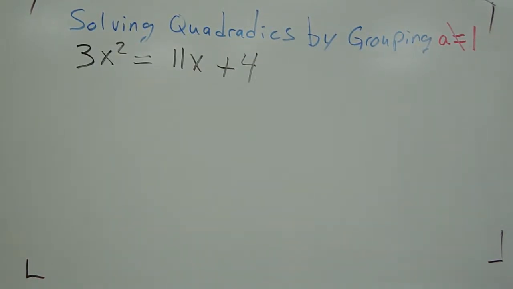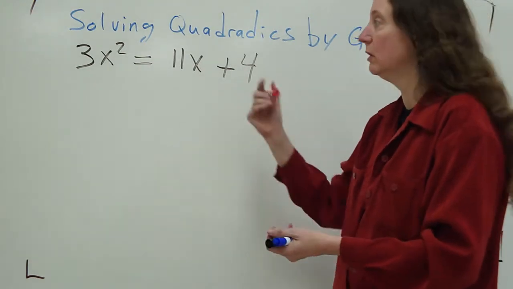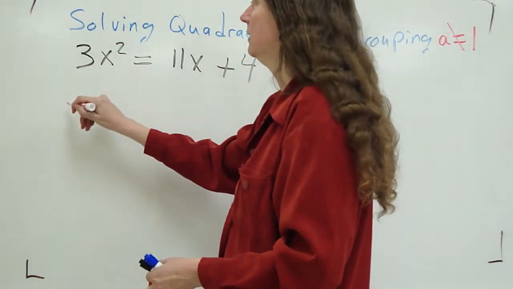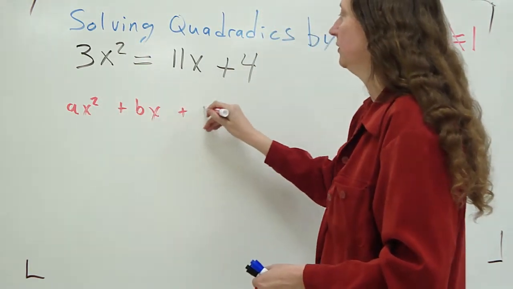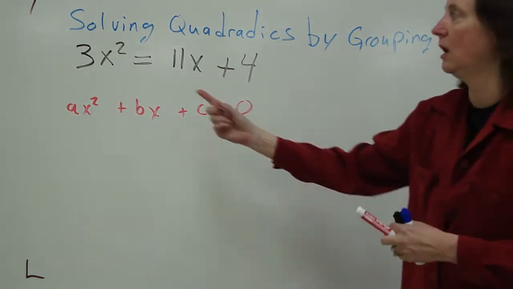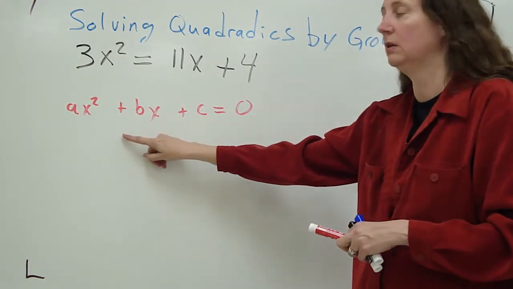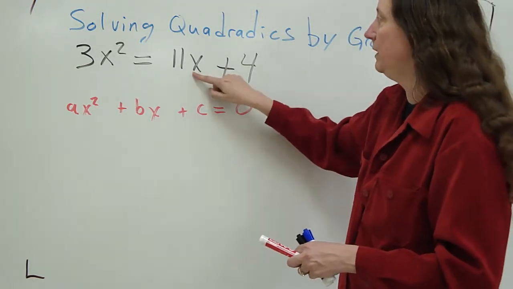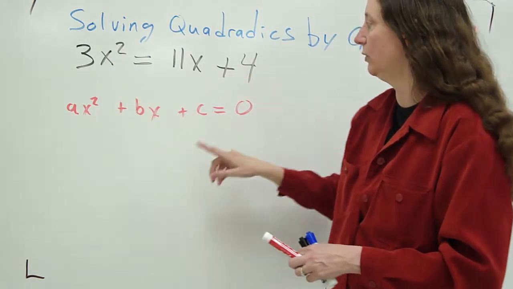Solving quadratics by grouping. A does not equal 1. First thing you want to do, make sure that you get your quadratic into the form of ax squared plus bx plus c equals 0. This is not this. I have to move these over to this side of the equal sign.